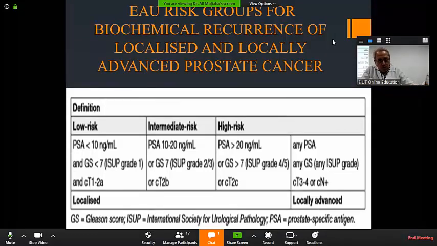Now the most common grade is known as the primary grade, right? So maybe the most common, in 3 or 4 samples, is grade 4. So this is the primary grade. The secondary grade is the next common grade. Maybe it is 5. So the total score would be 4 plus 5 is equal to 9.